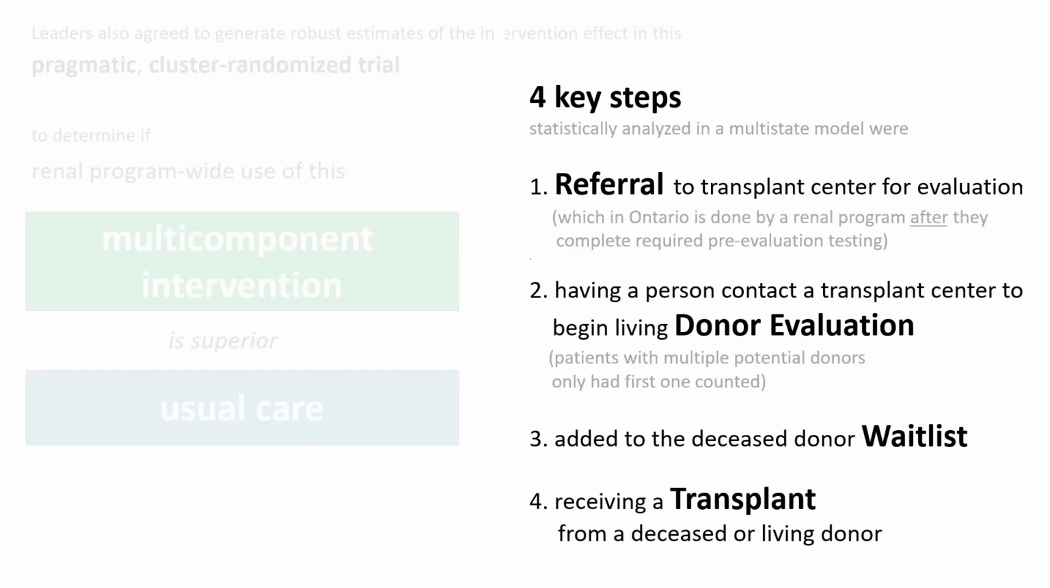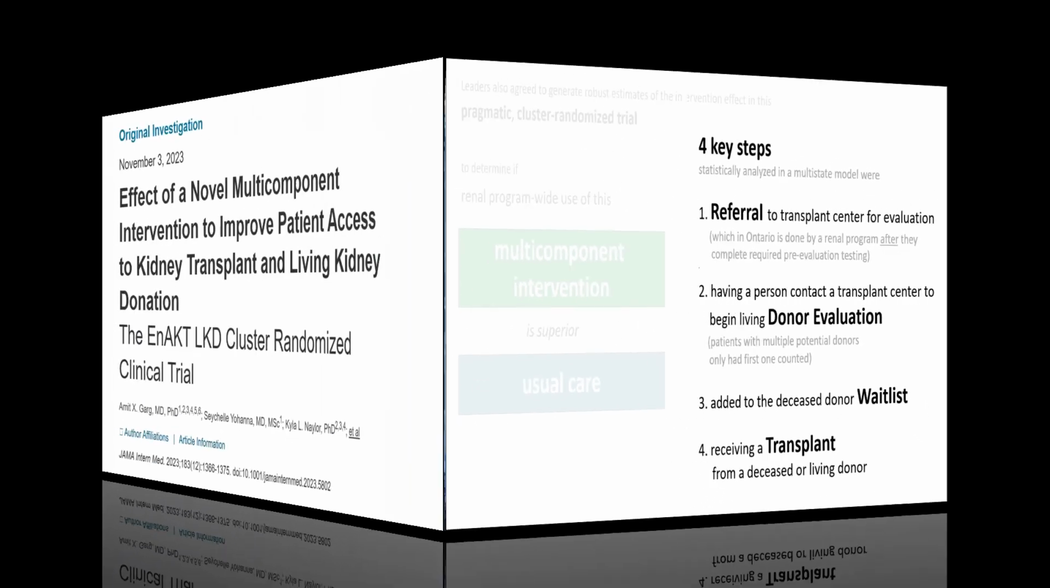These 4 key steps, statistically analyzed in a multi-state model, were: 1. Referral to a transplant center for evaluation, which in Ontario is done by a renal program after they complete required pre-evaluation testing. 2. Having a person contact a transplant center to begin living kidney donor evaluation, where patients with multiple potential donors only had the first one counted. 3. Being added to the deceased donor waitlist. And 4. Receiving a transplant from a deceased or living donor.